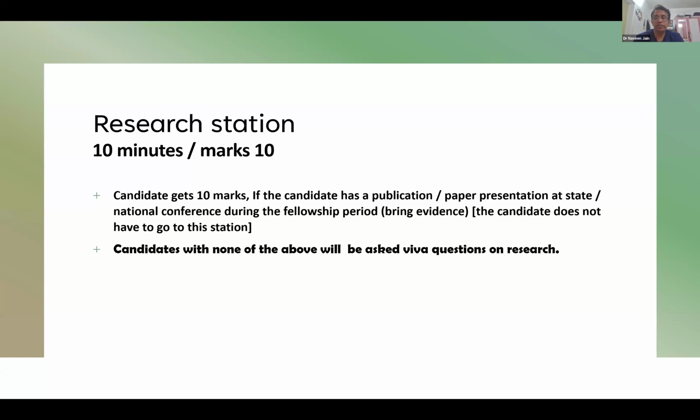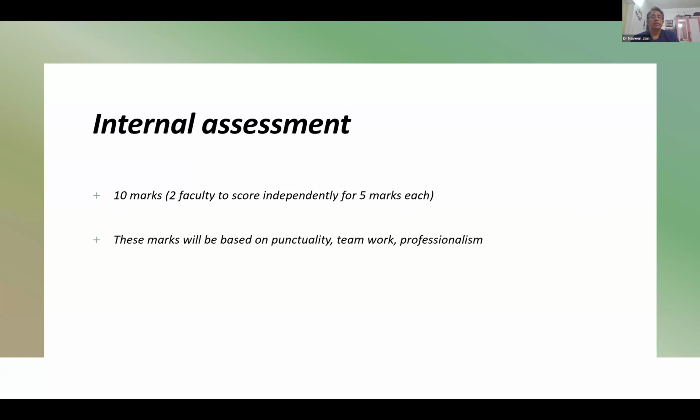Then you would be asked some basic questions either from a journal club like situation or from some work that you might have read or seen. Internal assessment marks already would come in as your form is being submitted, with 10 marks, with 2 different examiners evaluating you.